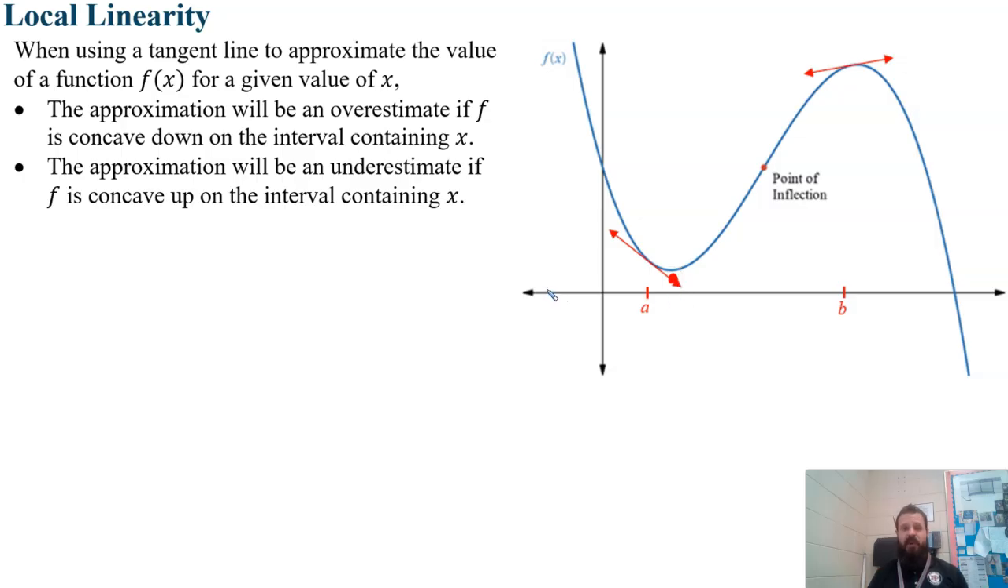Okay, we can make an approximation, but I'm going to say that the approximation will be an overestimate if our graph is concave down on the interval that contains x. Because as we can see here, anywhere that our function is concave down, our tangent line is going to be above it. Okay, so if I have any points on this tangent line, they'll be above the graph, overestimations. And then the approximation will be an underestimate if f is concave up on the interval containing x, because wherever my function is concave up here, that tangent line is going to be below the actual function.